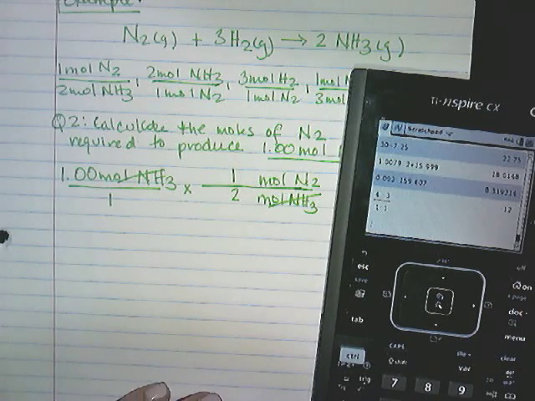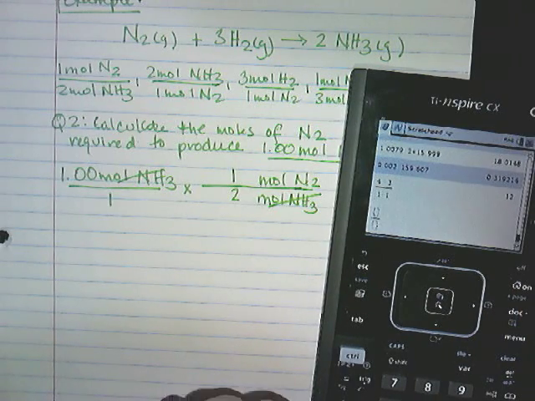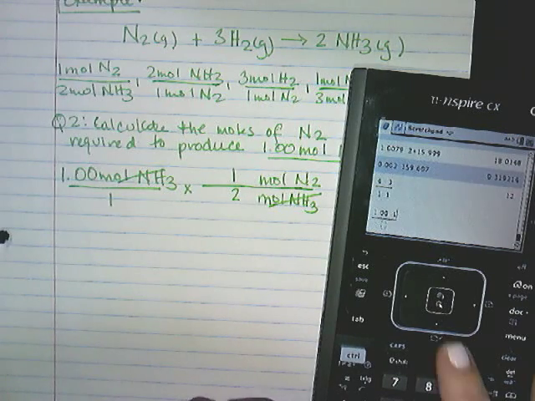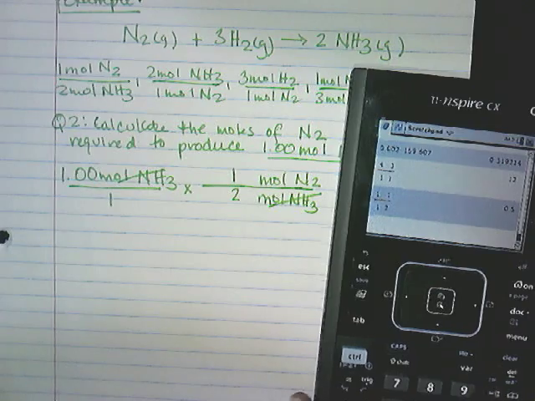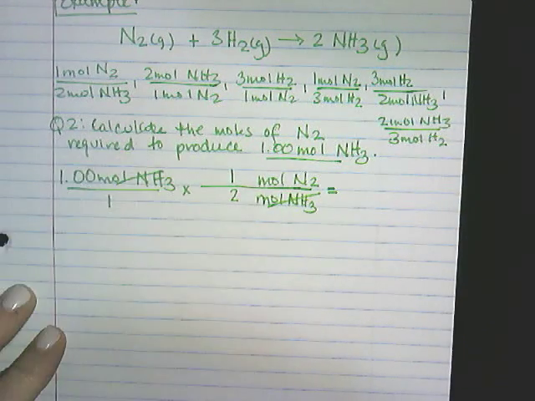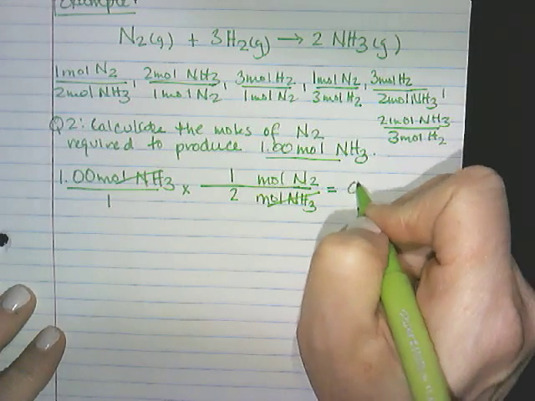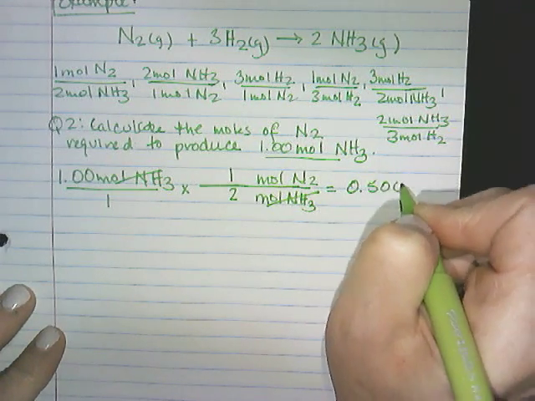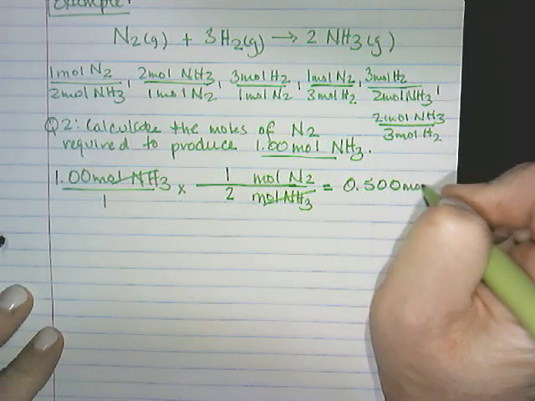And we would control divide 1.00 times 1 over 1 times 2. And your answer is 0.5. We need 3 sig figs set by our measured value. 0.500 moles of N2.